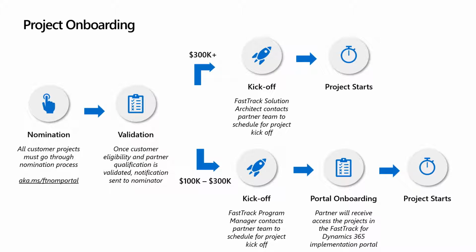If the project qualifies for our support, for the Microsoft-led FastTrack program, the FastTrack Solution Architect will be reaching out to you and team to start the FastTrack engagement. For the $100,000 to $300,000 partner-led FastTrack program, our FastTrack Program Manager will be reaching out to you to schedule a kickoff meeting, help you and team understand the engagement model, then onboard you to our portal so we can have the information to start the engagement. It's pretty straightforward.